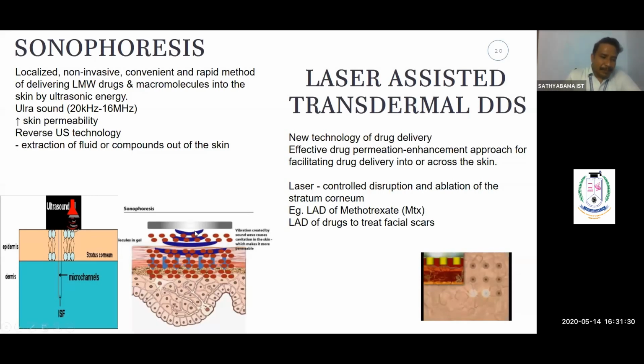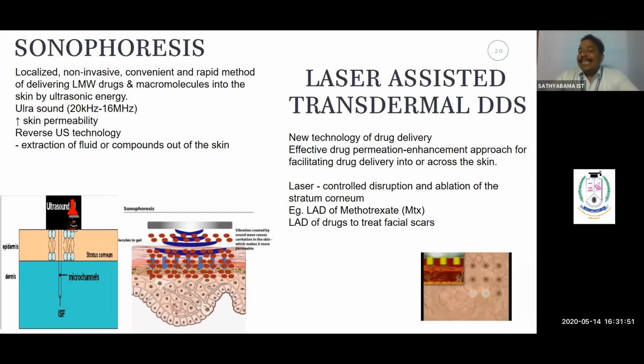And here in the picture you can see the epidermis and the dermis. When the ultrasound is given over the surface of the skin, the molecules interact a bit and loosen a bit so that the drug can effectively pass through it. And this method is called the Sono Process.